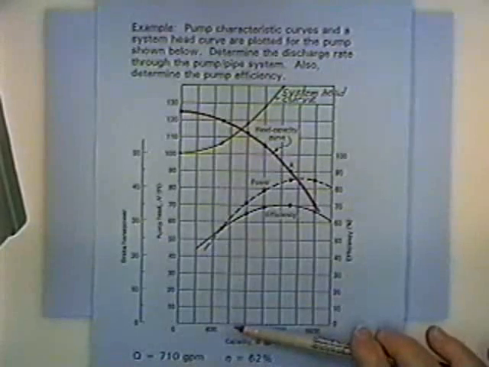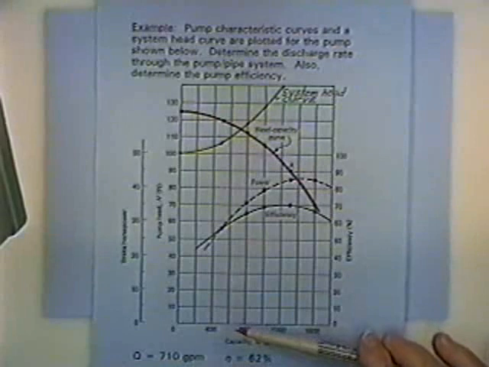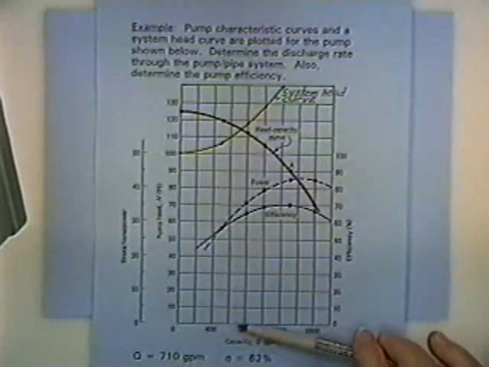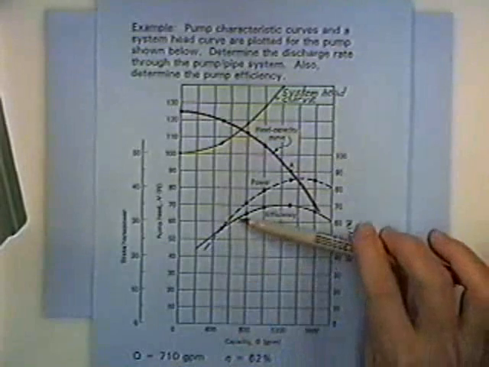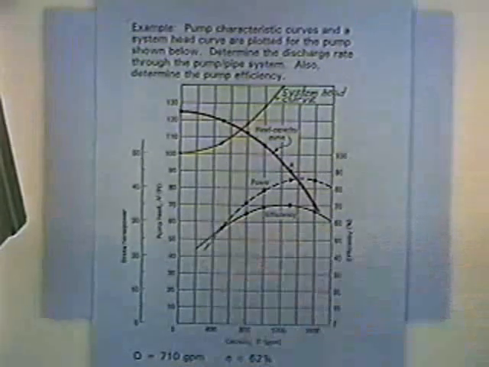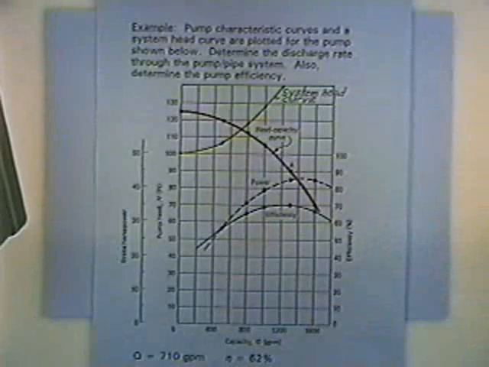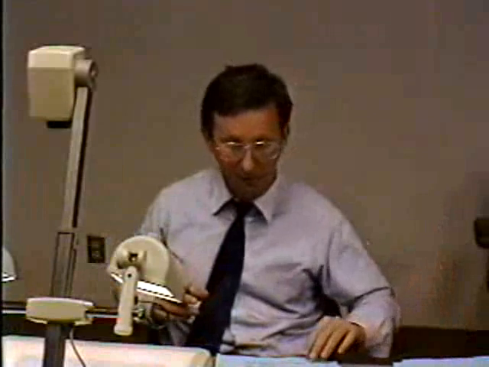If we wanted to know the efficiency for that particular flow rate, 710 gallons per minute, reading off the efficiency curve, I read off 62%. So that's just one pump. Now we want to modify that, so we're replacing the pump with two pumps operating in parallel.